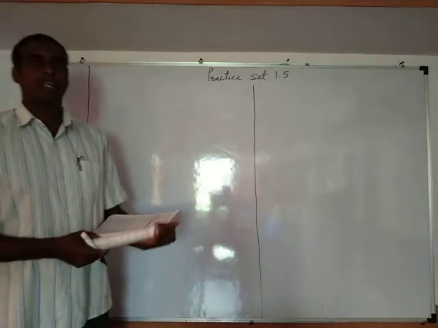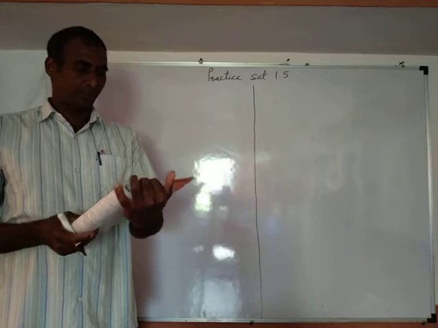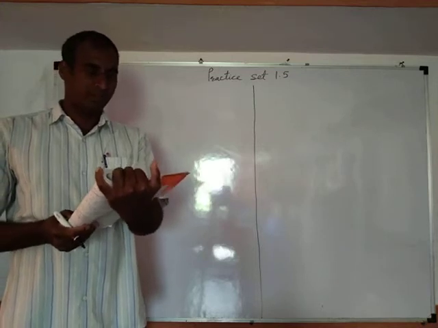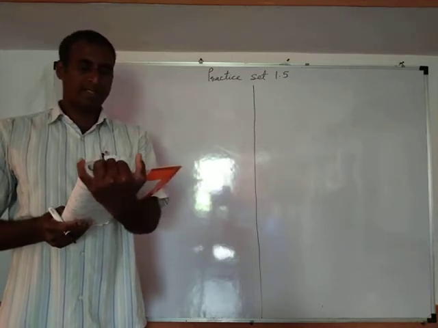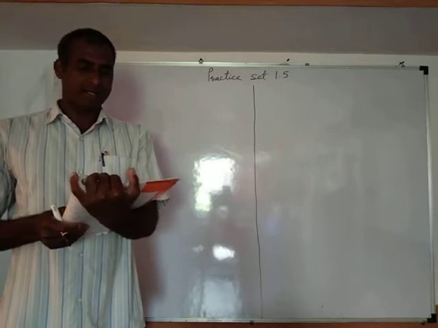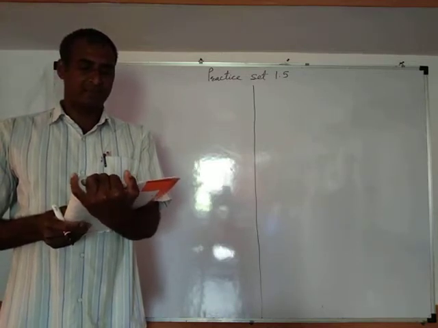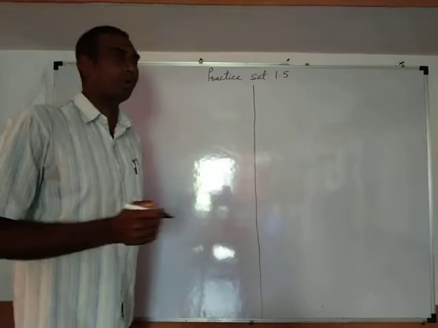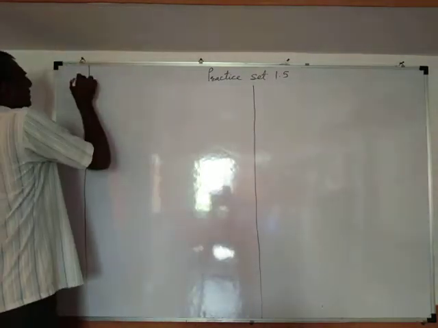Hello. Now let's solve practice set 1.5. Question first. Two numbers differ by 3. The sum of twice the smaller number and thrice the greater number is 19. Find the numbers. Okay, let's see question first.